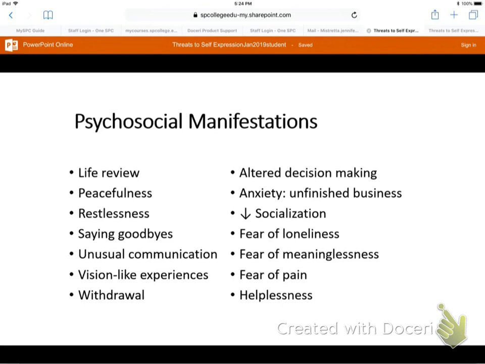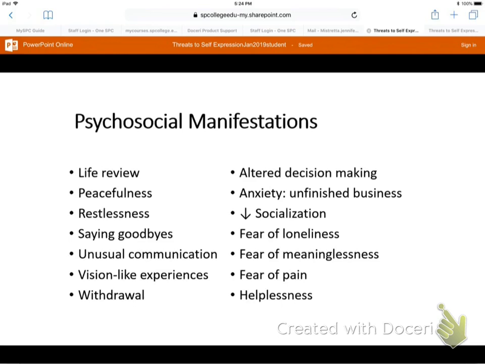And some patients become very withdrawn. They'll say, I don't want anyone visiting me, just have them all go home, leave me alone. Altered decision making, their anxiety with the unfinished business, which we talked about. Fear of loneliness, again, I don't know about you, but I don't want to be laying there by myself with nobody around me.